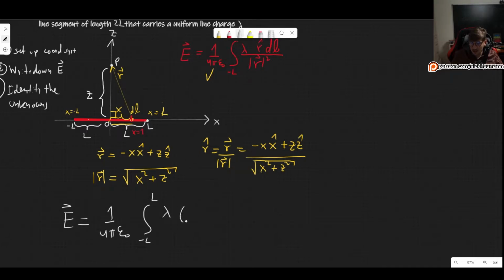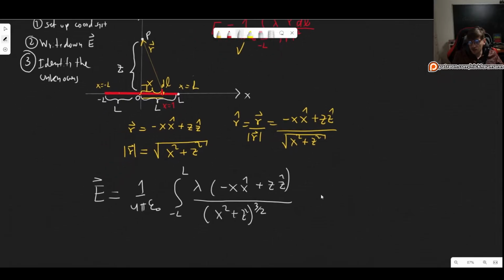So our hat is minus x hat plus z hat, and then we divide by this modulus, and we already have two of those modulus, right? A squared, I mean. So we end up with x squared plus z squared to the 3/2, right? It is this thing cubed. Okay, and of course, all of this we are integrating over dl.